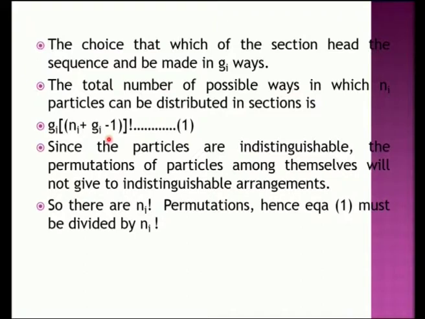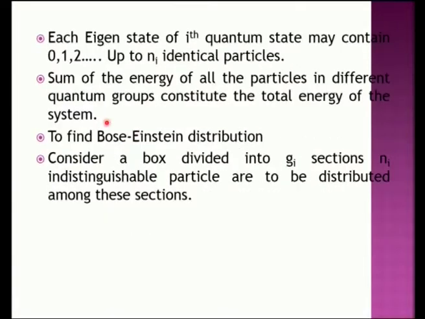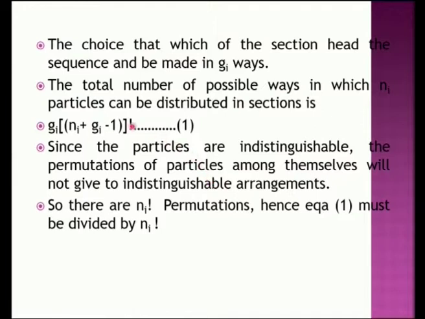To derive the Bose-Einstein distribution law, we assumed a cubical box, or simply a box. That box is divided into Gi sections. In those Gi sections, Ni indistinguishable particles are to be distributed according to this factorial equation. Now, these particles are indistinguishable, so the permutations of particles among themselves will not give a different arrangement. All permutations will be the same arrangement because the particles are the same.